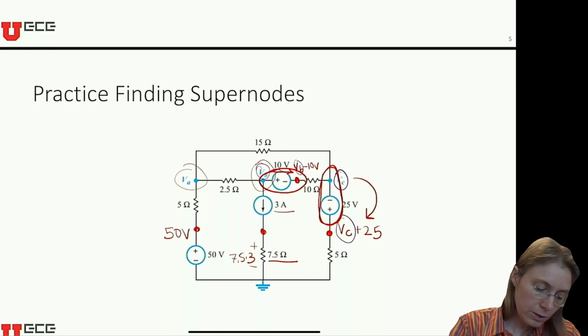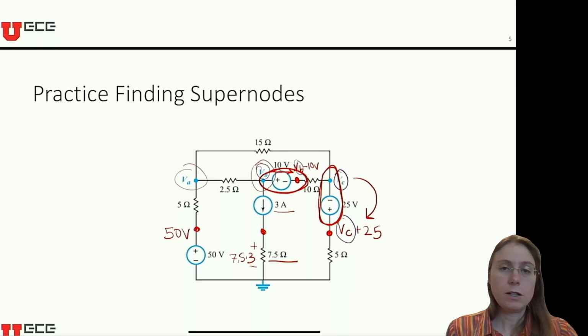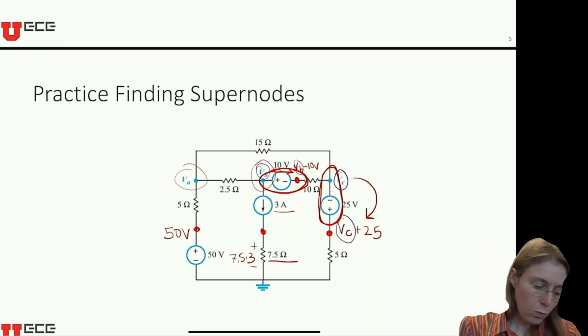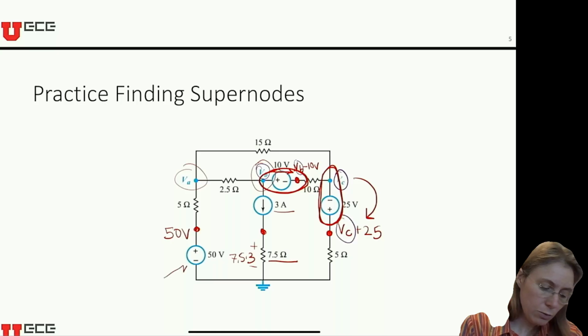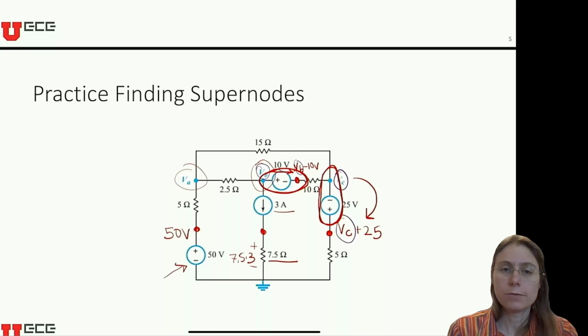And I'm going to look at all the currents flowing in and out of that supernode. So my final question to you is, why do we not need a supernode for the 50 volt source?